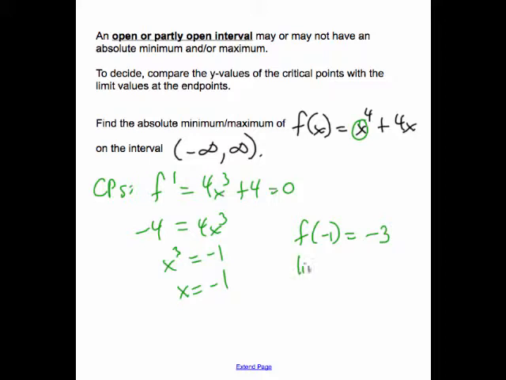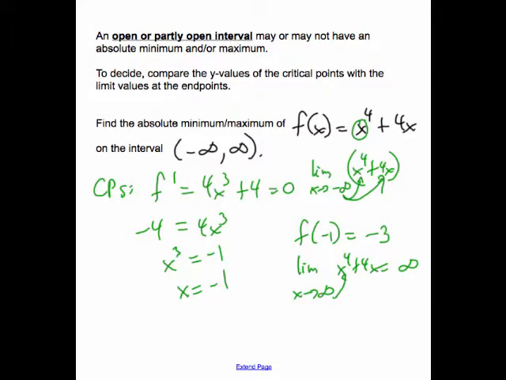When we check our endpoints, we will do so with limits. So we'll take the limit as x goes to infinity, since that's the end direction, and x going to negative infinity. So if you go big to the 4th plus 4 times big, you're going to get big. And similarly here, a negative to the 4th will be very big. Plus 4 times negative will be negative, but the power x to the 4th is going to take over, so this is going to go to infinity.